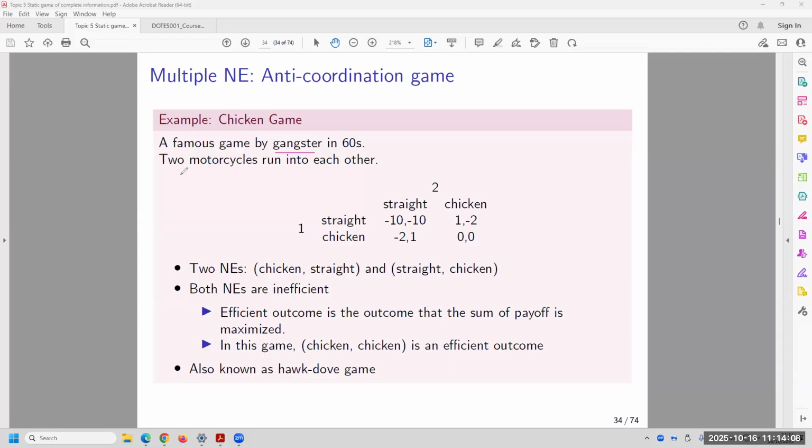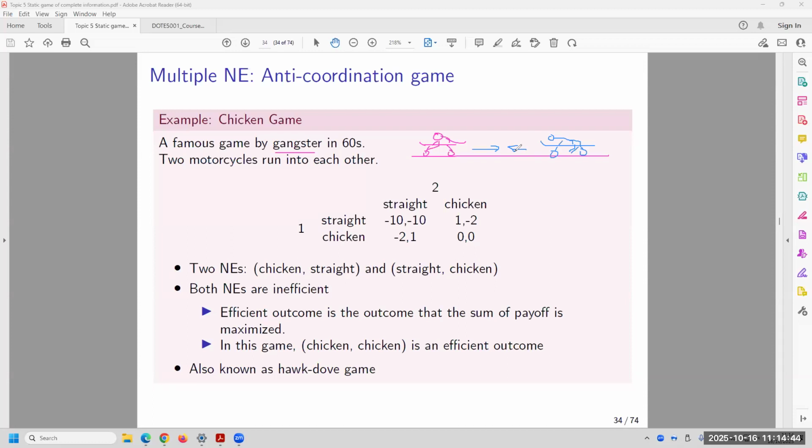So what they do is they would be lying on a line, okay? There's one guy on a motorcycle, and there's another guy on a motorcycle as well, okay? And what they do is run to each other. They go toward each other.